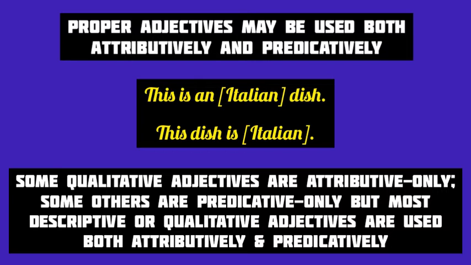But what about qualitative or descriptive adjectives? Well, there are 3 classes of qualitative adjectives. Some qualitative adjectives are attributive only. They are always used attributively. Some other qualitative adjectives are predicative only. They are always used predicatively. And we have yet another class of qualitative adjectives that are used both attributively and predicatively.